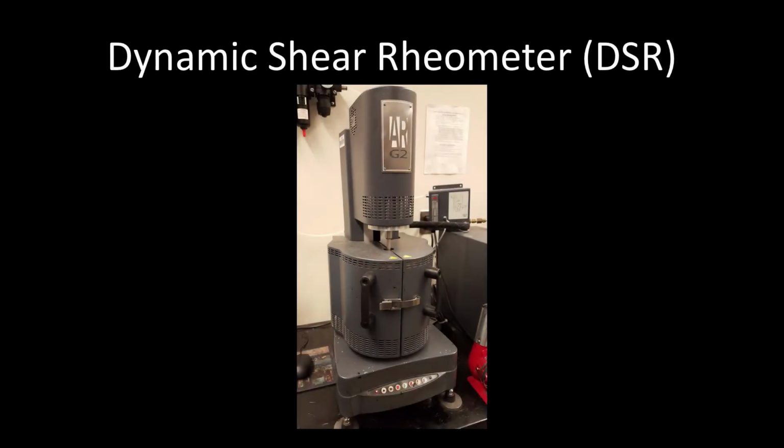This video provides a summary of AASHTO T315 titled Determining the Rheological Properties of Asphalt Binder Using a Dynamic Shear Rheometer, also known as a DSR. The DSR is used to characterize the viscoelastic behavior of asphalt binders at intermediate and high temperatures. DSR testing at high temperature is used to characterize rutting resistance, whereas DSR testing at intermediate temperature is used to characterize fatigue resistance. The DSR is used in other industries to characterize the behavior of polymers, cosmetics, and food.